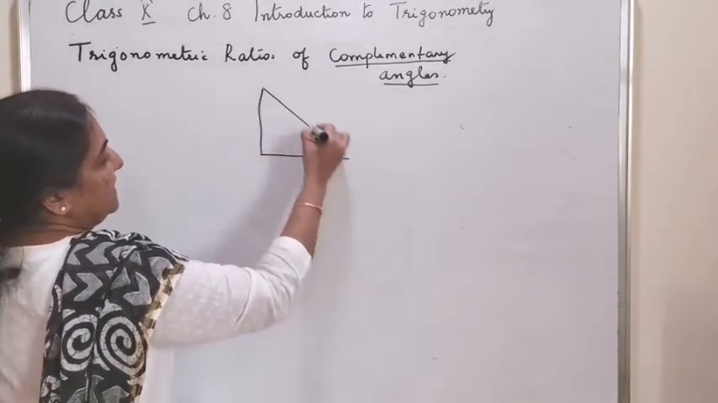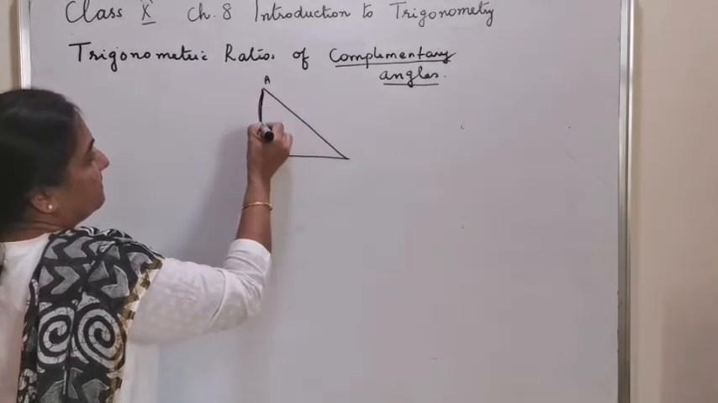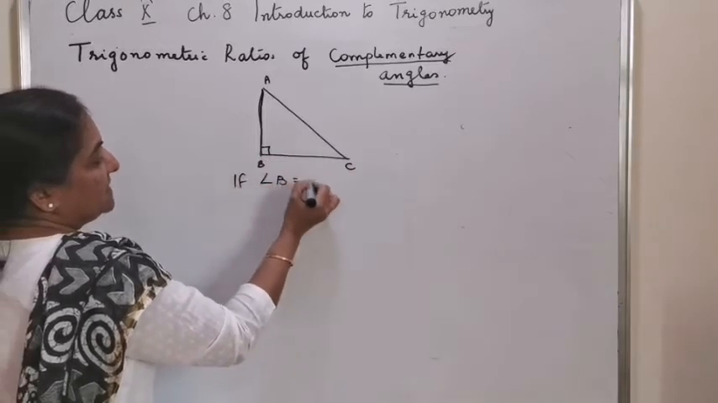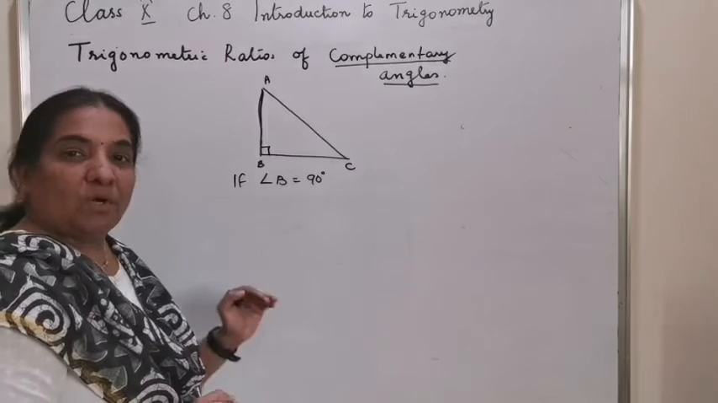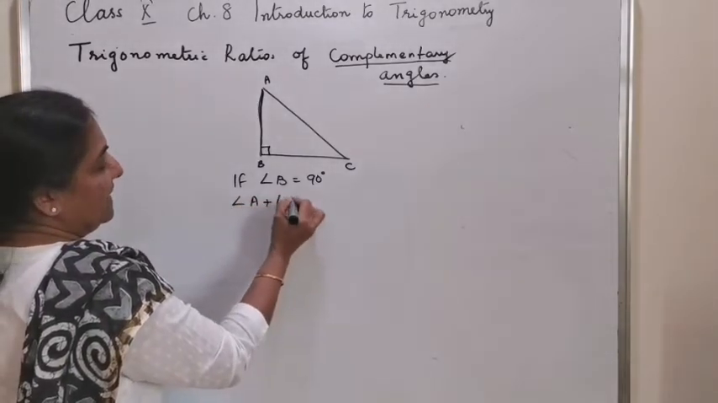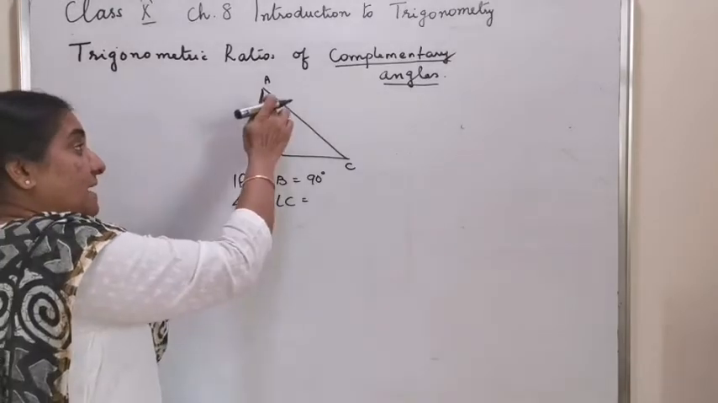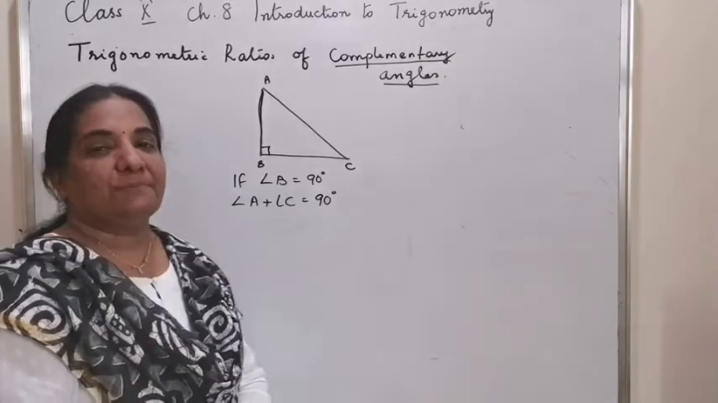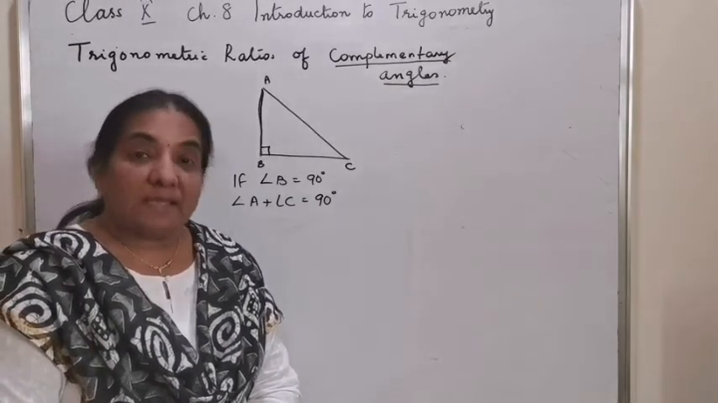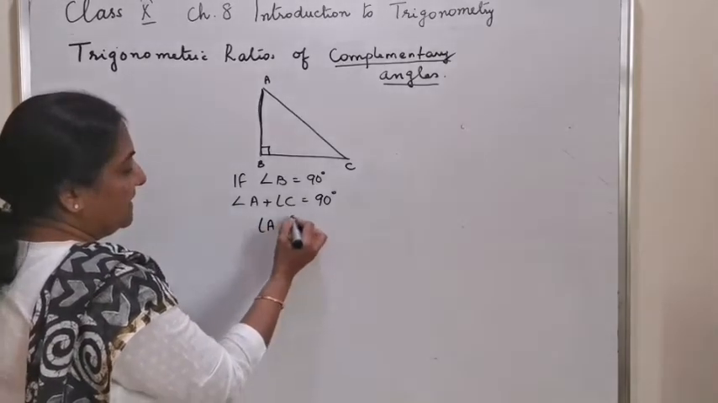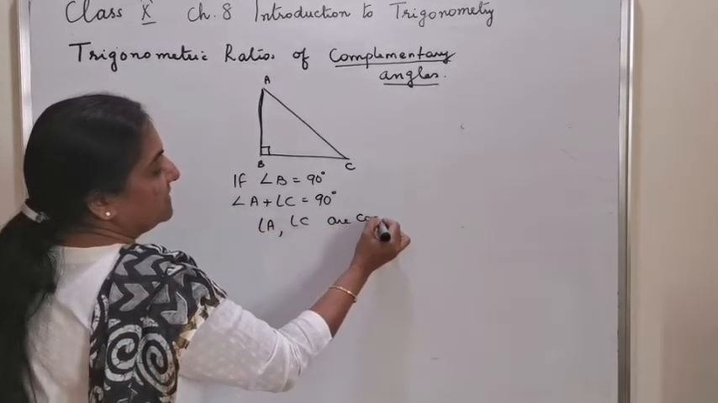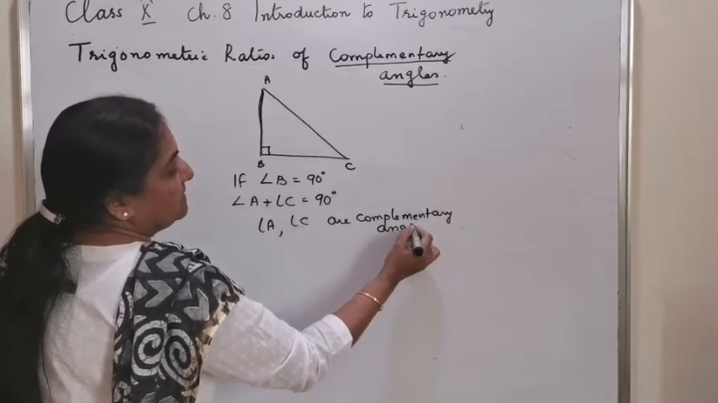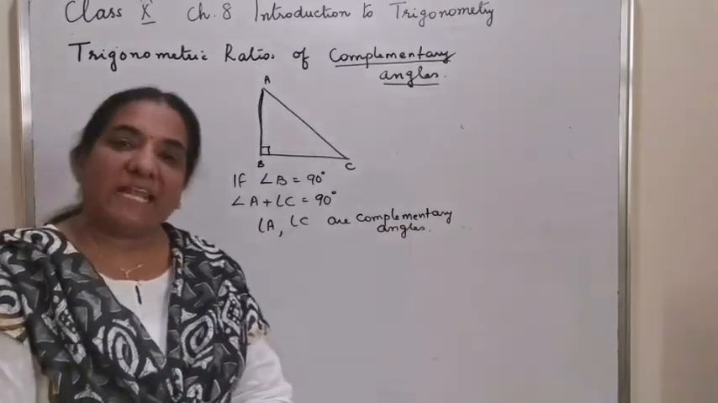Triangle ABC is right angled at B. That means if angle B is 90 degrees, what is the sum of angle A and angle C? Angle A and angle C will add up to 90 degrees by angle sum property of triangle. So, can we say that angle A and angle C are complementary angles? Yes, they are a pair of complementary angles because their sum is 90 degrees.